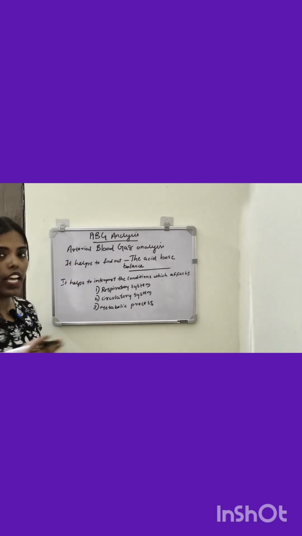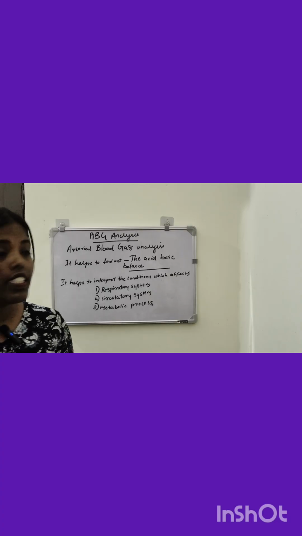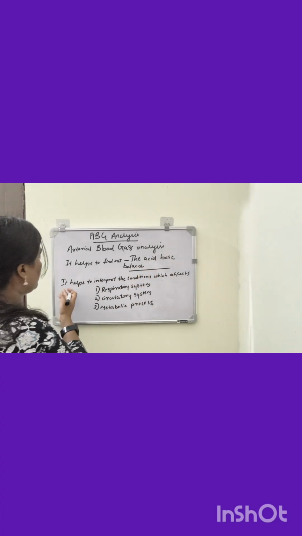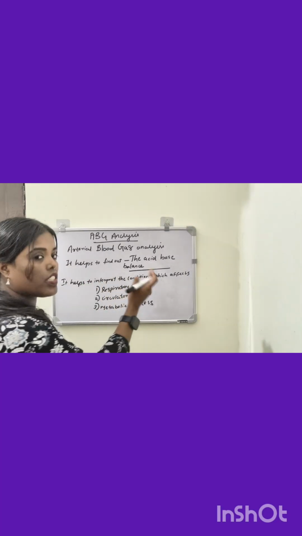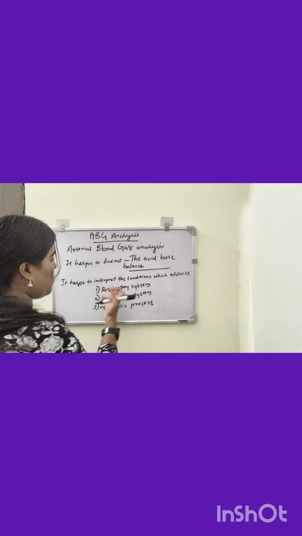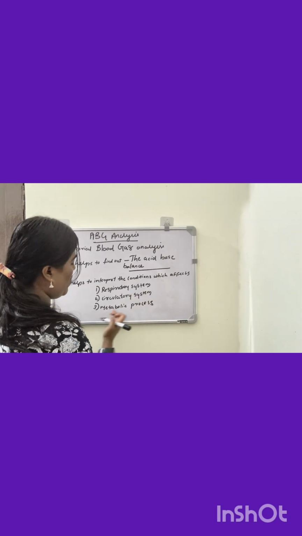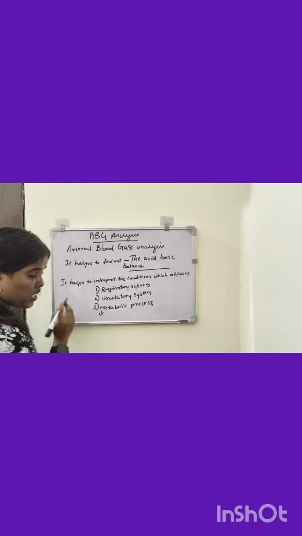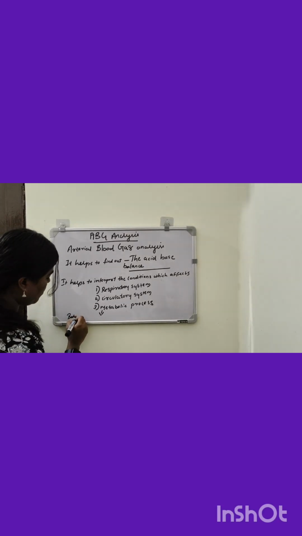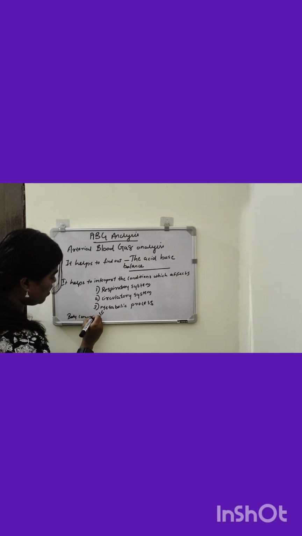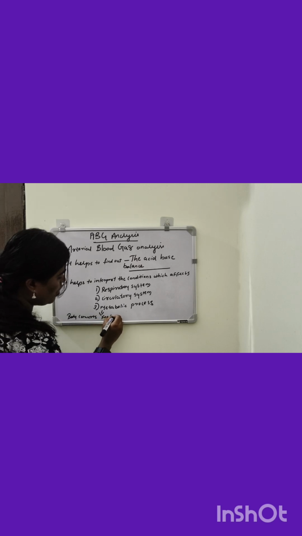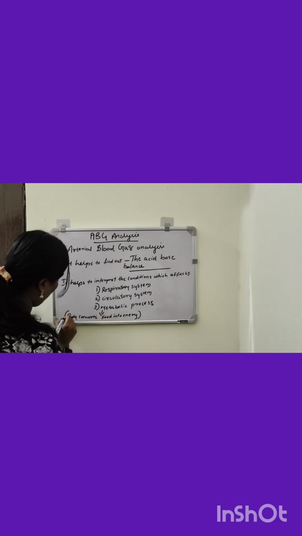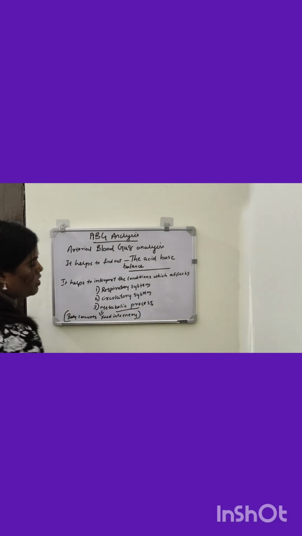So, what is ABG analysis? Arterial blood gas analysis. It helps to find out the acid-base balance and it helps to interpret the conditions which affect three systems: respiratory system, circulatory system and the metabolic process. What is metabolic process? The body converts food into energy. This process is called metabolic process.